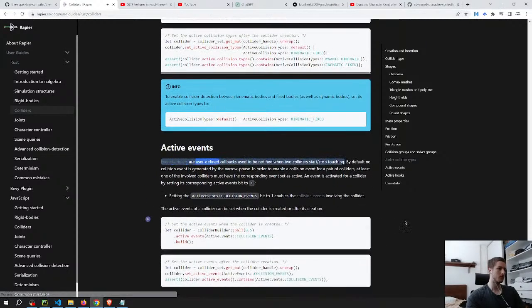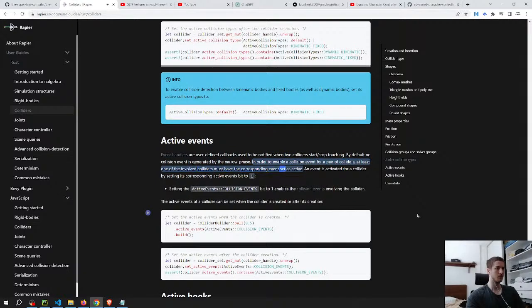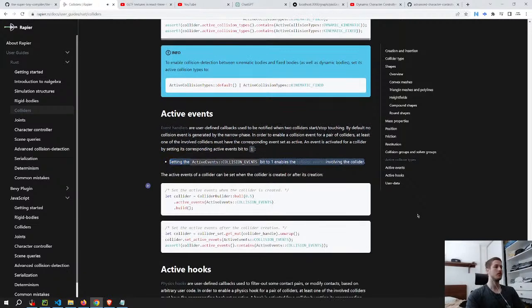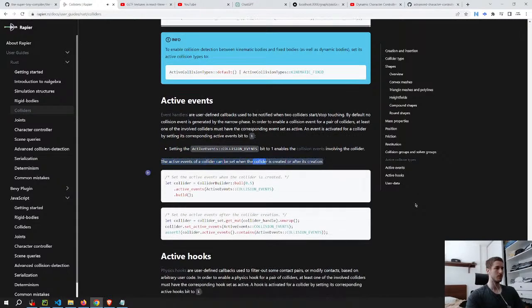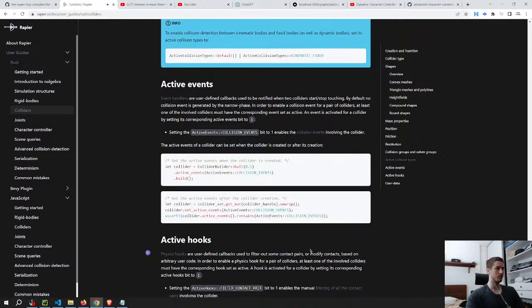Event handlers are user-defined callbacks used to be notified when two colliders start or stop touching. By default, no collision event is generated by the narrow phase. In order to enable a collision event for a pair of colliders, at least one of the involved colliders must have the corresponding events as active. An event is activated for a collider by setting its corresponding active events bit to 1. Setting the active events COLLISION_EVENTS bit to 1 enables the collision events involving the collider. The active events of the collider can be set when the collider is created or after its creation. Set the active events when the collider is created.